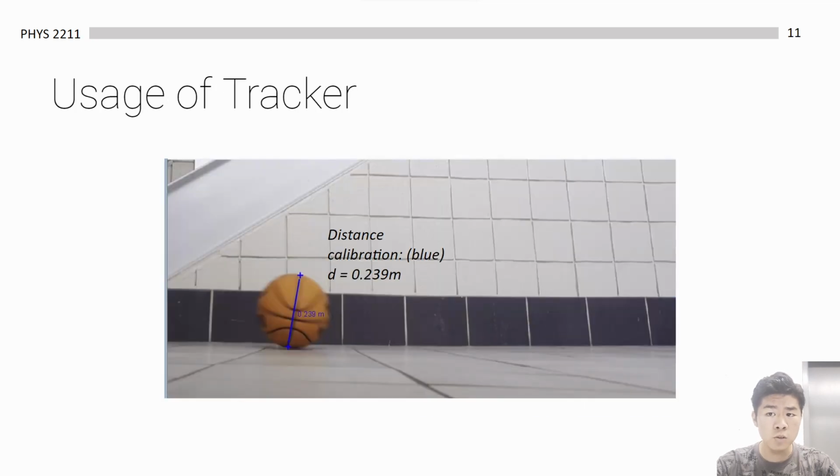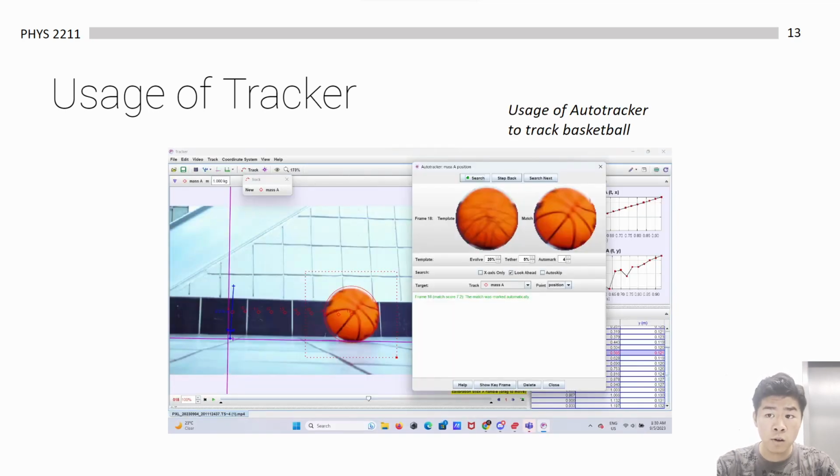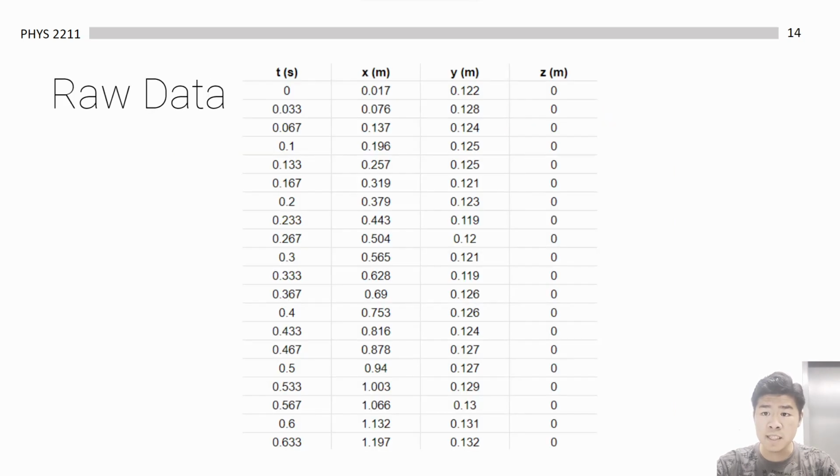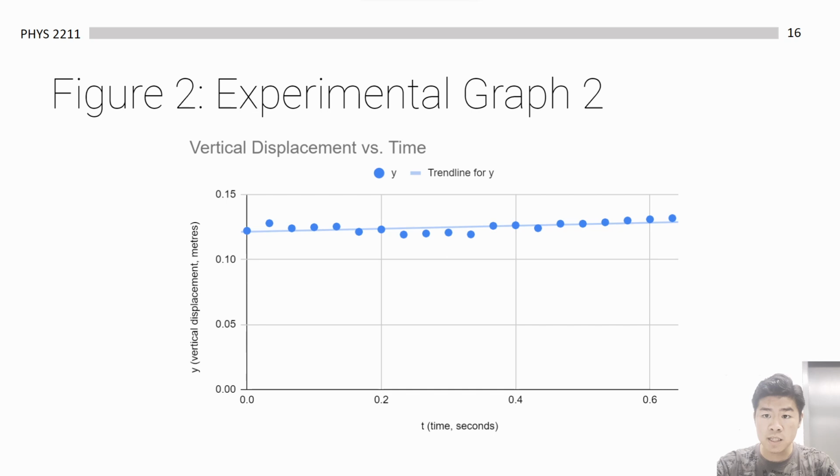I first used Tracker to do a distance calibration with the diameter being 0.239 meters and implemented the X and Y axis on Tracker. Then I used auto tracker to track the position of the basketball. Specifically, the center of the basketball is what I tracked, and this is the data that I obtained. You can see first through figure 1 the x values of the center of the ball over time. It is a relatively straight line with a positive slope. And here are the y values of the center of the ball over time. You can see it's a relatively flat line across the time.